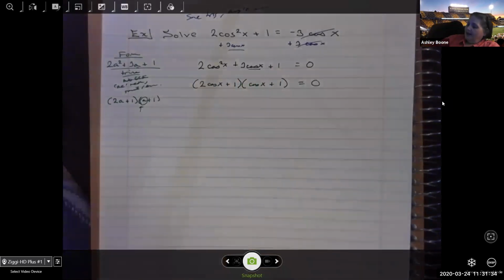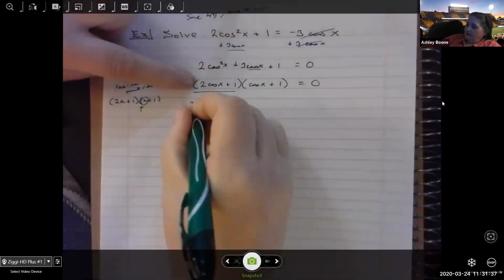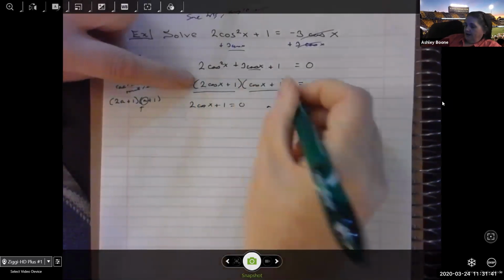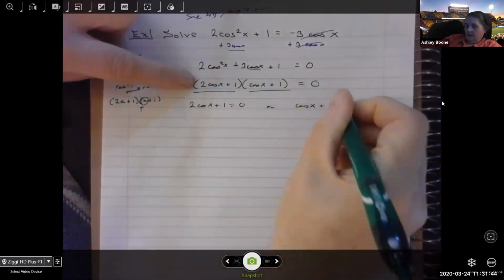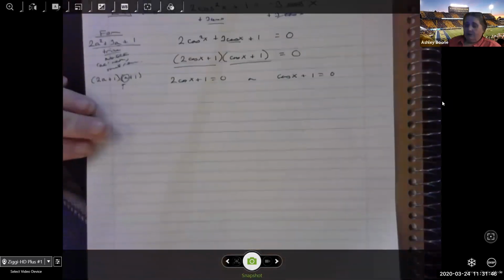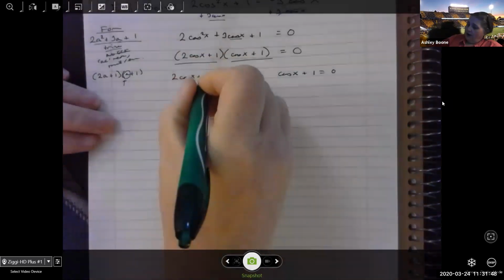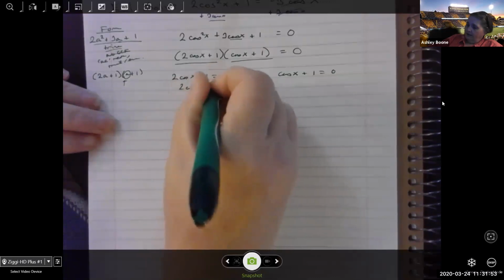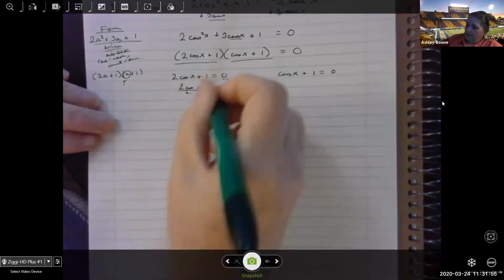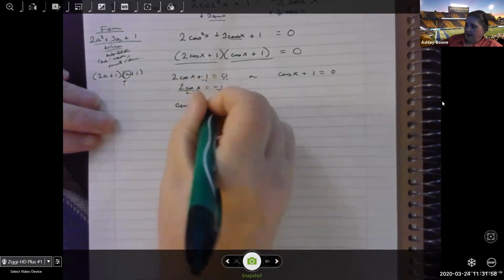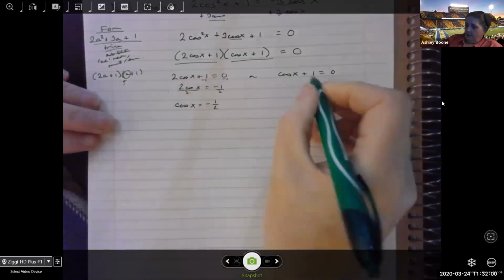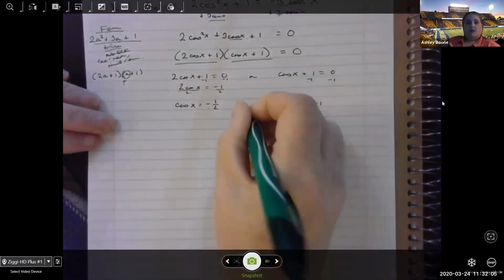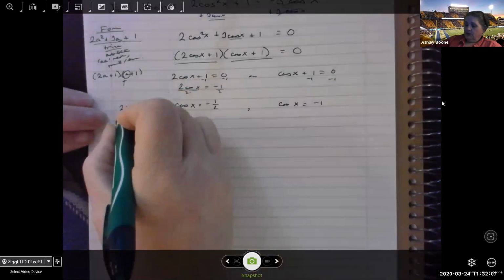And what do we do? We set each factor equal to 0. So 2 cosine of x plus 1 equals 0, or cosine of x plus 1 equals 0. This is also going to give us a couple of different cases. If I solve this, subtract 1, gives us 2 cosine of x equals negative 1, divide by 2, gives us cosine of x equals negative 1/2. And then this one, subtract 1, gives us cosine of x equals negative 1. So there are our two cases, our two situations.